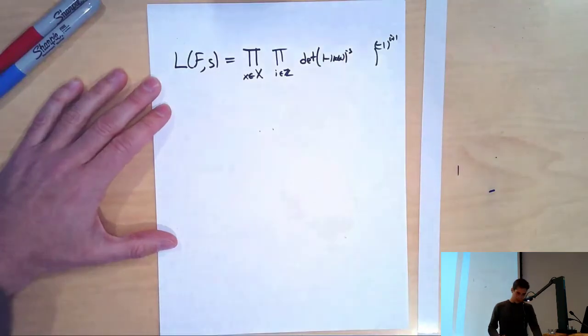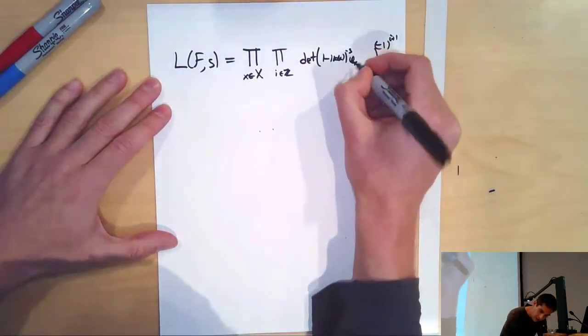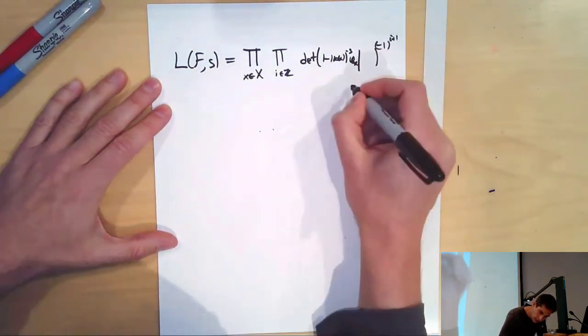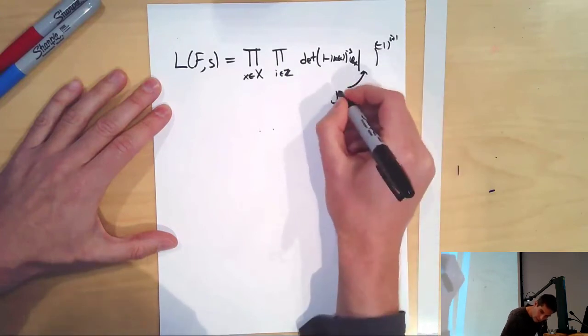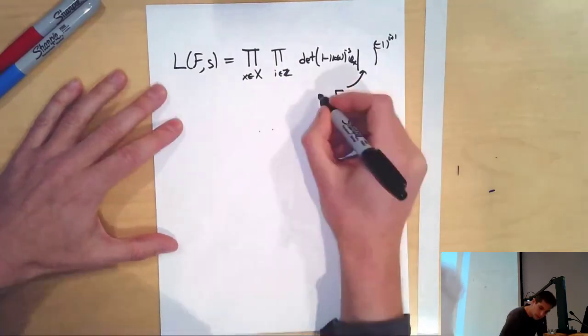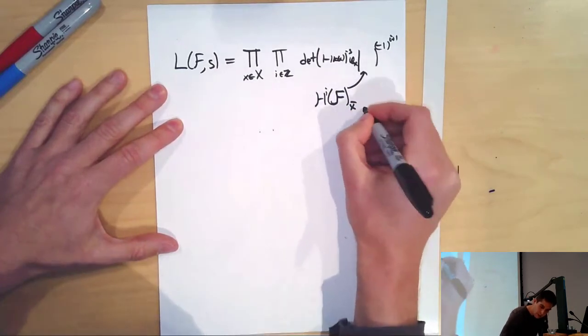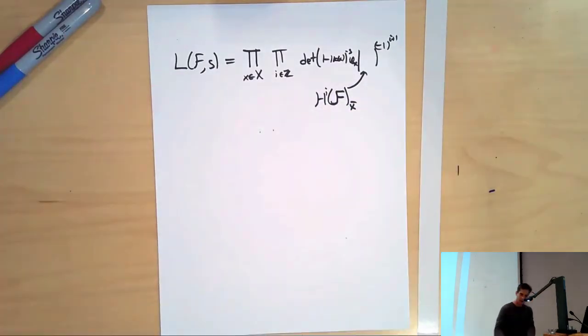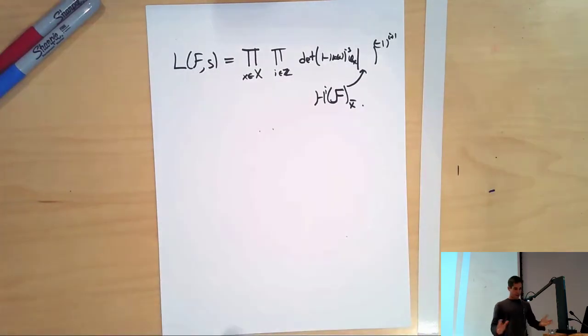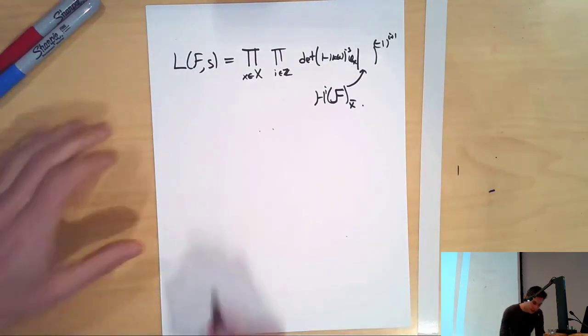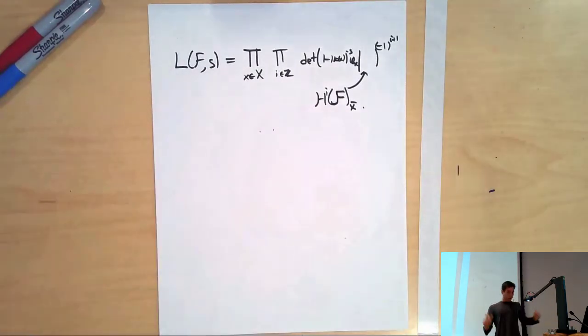Sorry, I just realized this isn't going to be big enough. Phi_x restricted to, what I should put in there is the stalk of H^i(F) taken at a geometric point lying over x. So that's the sort of concrete definition that doesn't require thinking about cohomology.